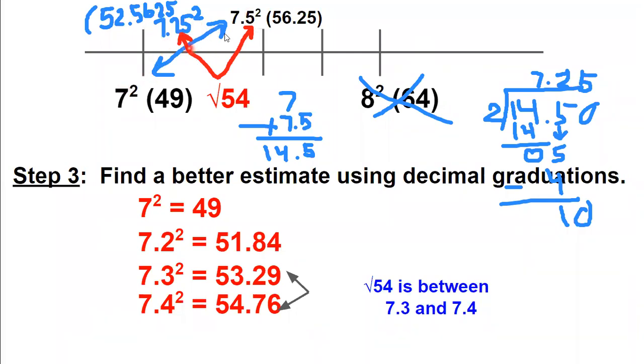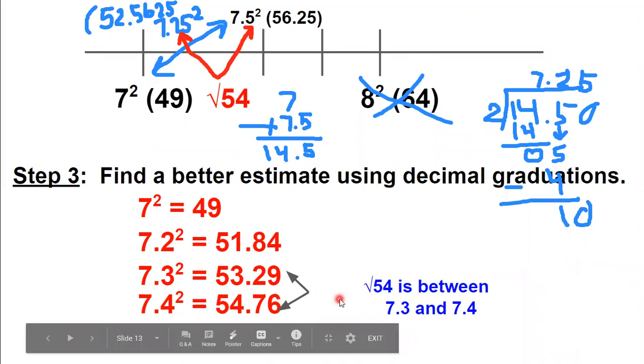of 7 and 7.5, and I found that my 54 is going to be between this number, 7.25, and 7.5, right? So that makes sense that it could be 7.3 or 7.4, and now I know that it's between these two, right? So pretty close estimates. Here are my drawings here.